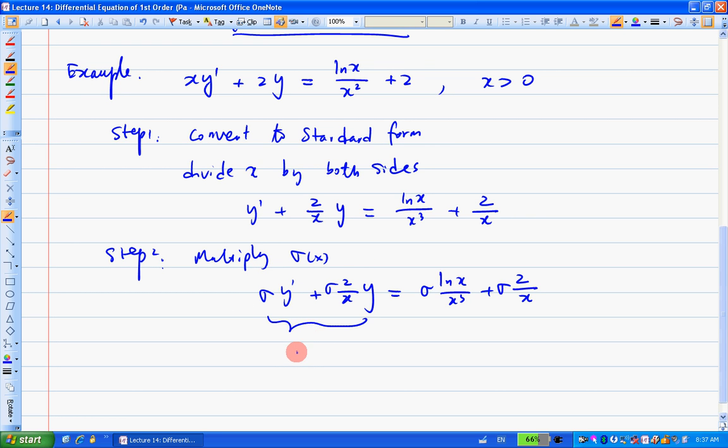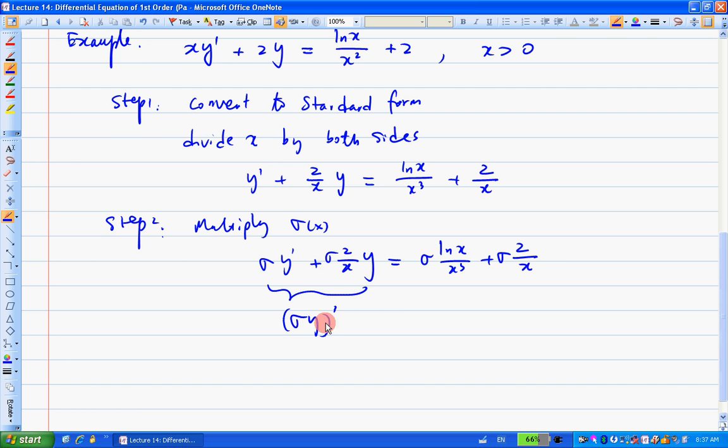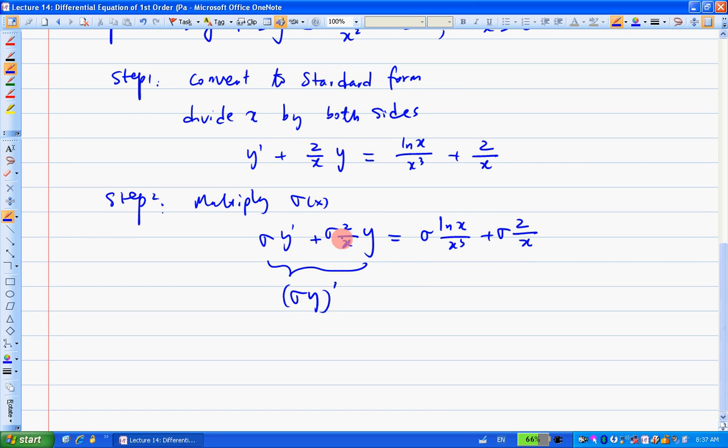The objective is to write this side into this. In order to do that, as in the last lecture, you can also try this out. When you write this one into this side, this equation using the product rule is sigma y prime plus sigma prime y, right? Sigma prime y, product rule.